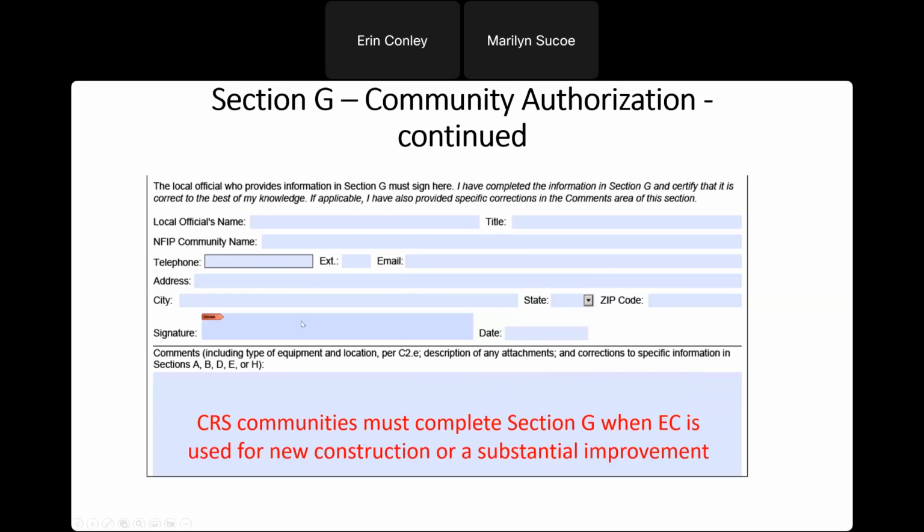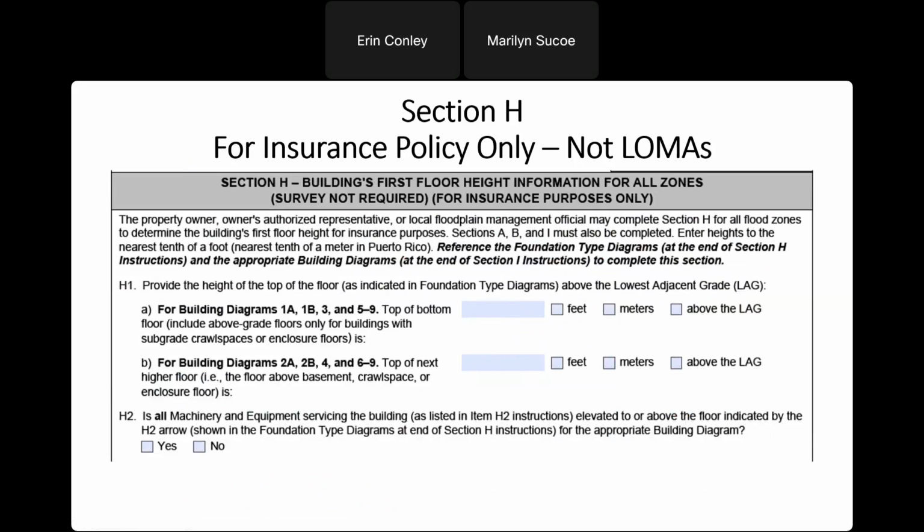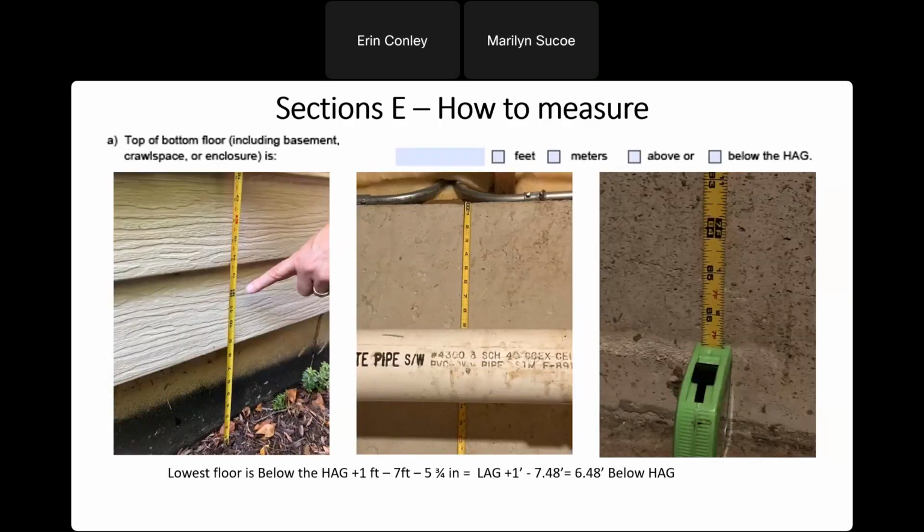the local community would complete their information, and CRS communities must complete Section G for new construction or substantial improvement. Section H is for insurance policy purposes only, cannot be used for a LOMA. This is where, again, the homeowner or the representative can take measurements, and I should have a picture. So here's an example.